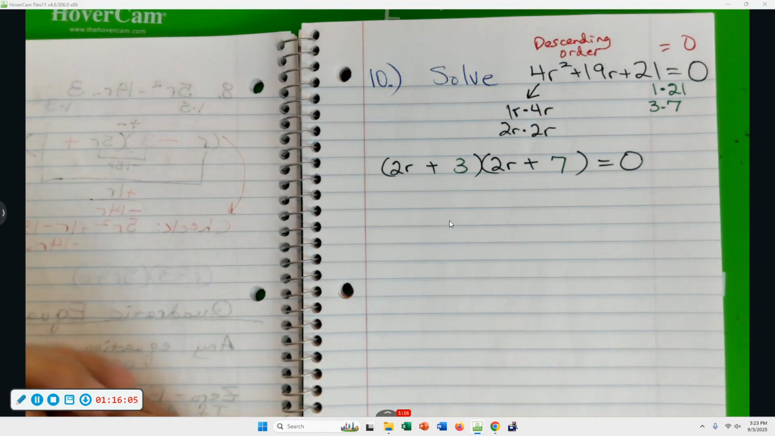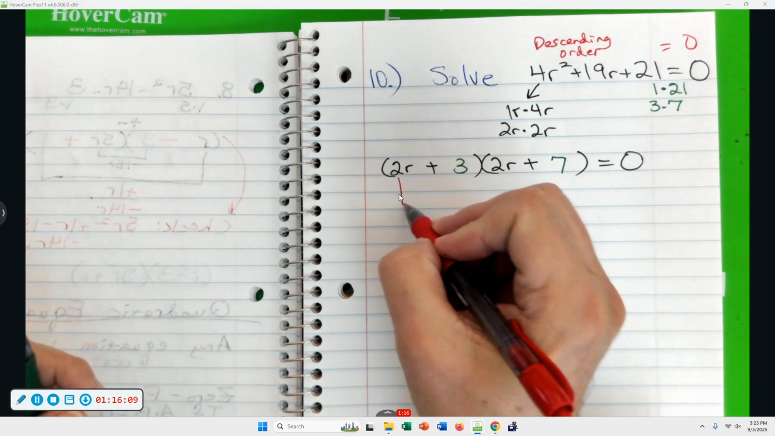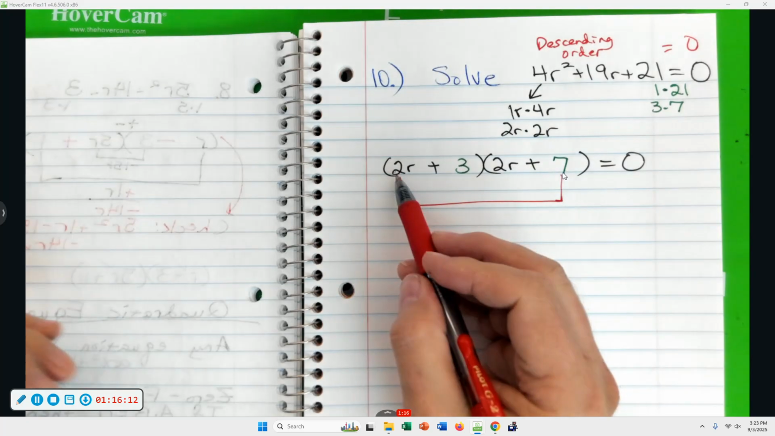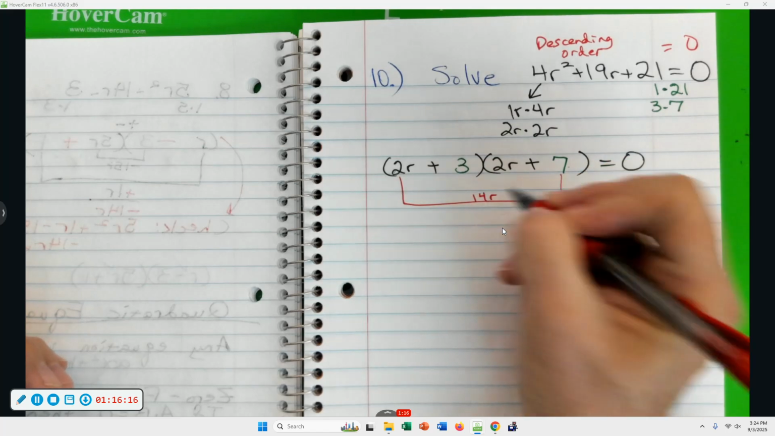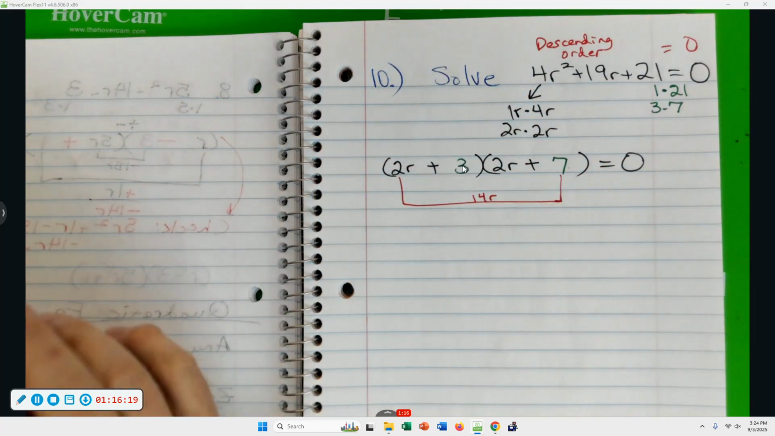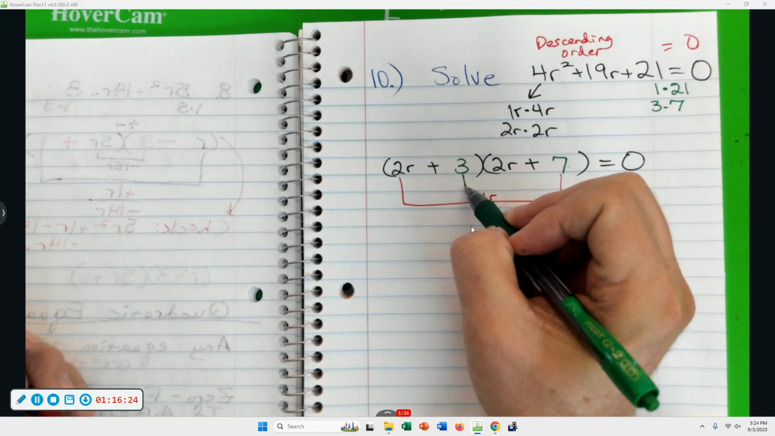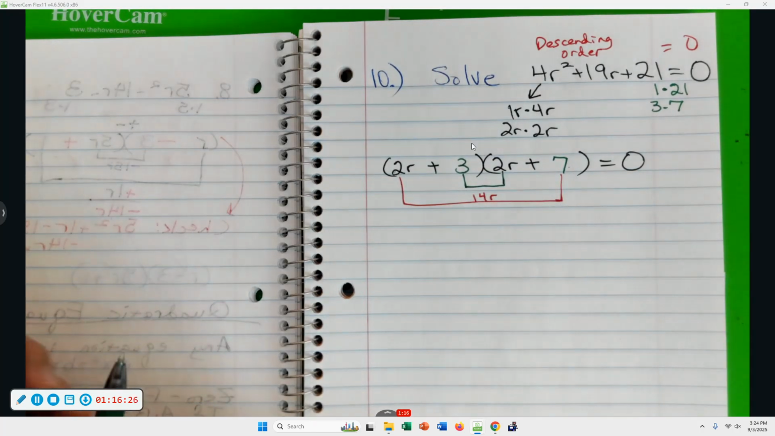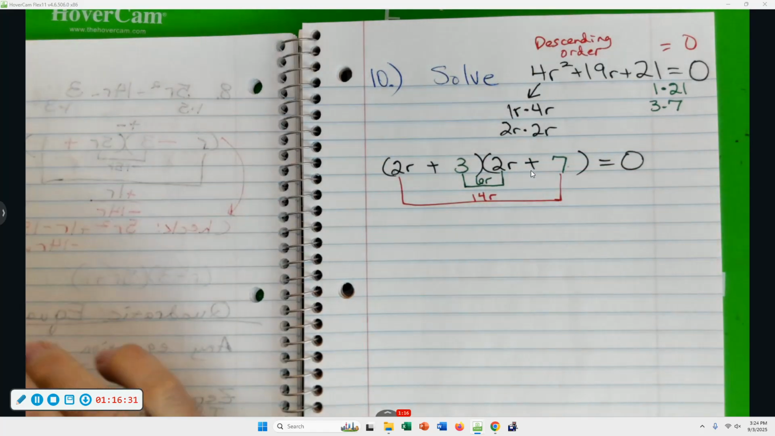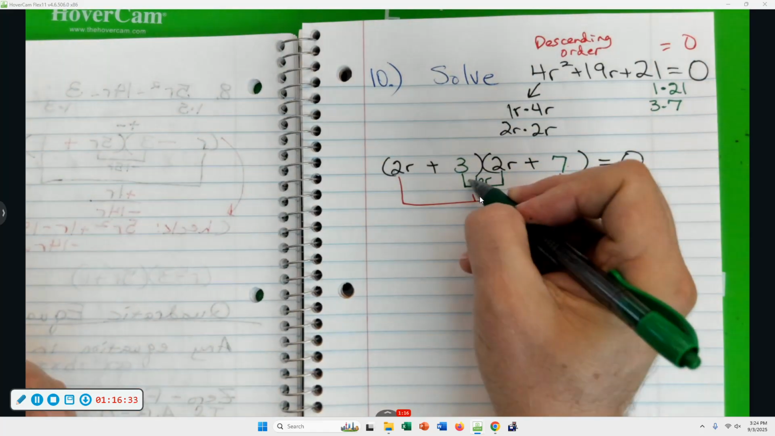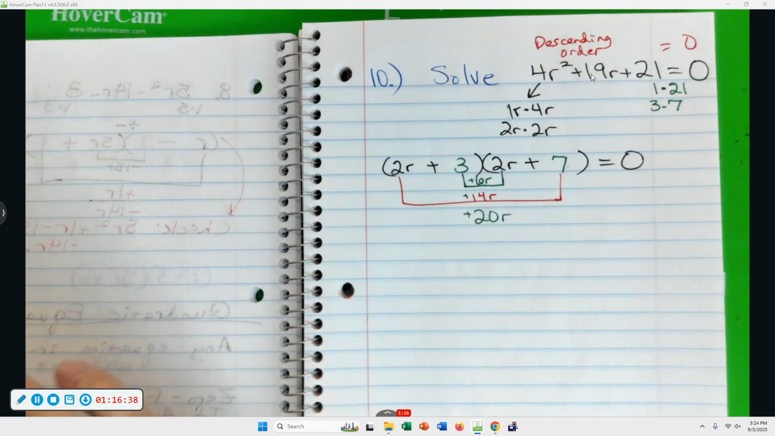Is this going to give us what we need? What's the outer product? 14r. Oh, I'm sorry, 14r. 2 times 7, that's a 14r. I don't know why I said 17. That's fine. What's the inner product? 6r. Oh, we were so close, but is that going to do it? 14r plus 6r gives us a plus 20r. Is that what we needed?